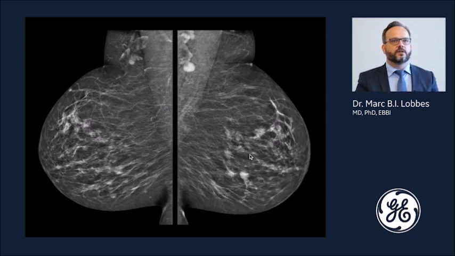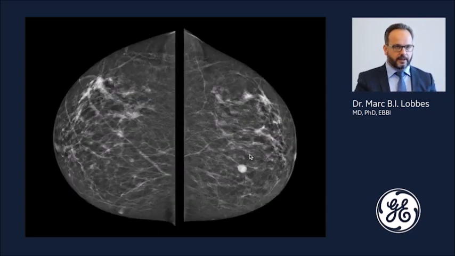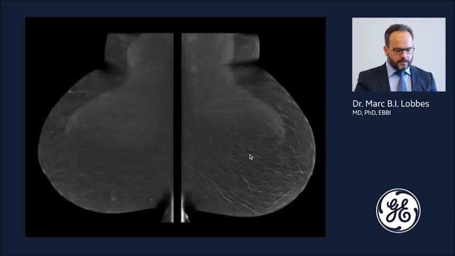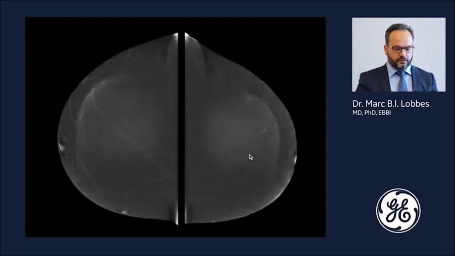This is the low energy image of both breasts in the mediolateral oblique view. And again, these are the craniocaudal views of both breasts in low energy setting. These are the supplemental recombined images in mediolateral oblique view. And to complete the contrast enhanced mammography examination, these are the craniocaudal views, as you can see here.